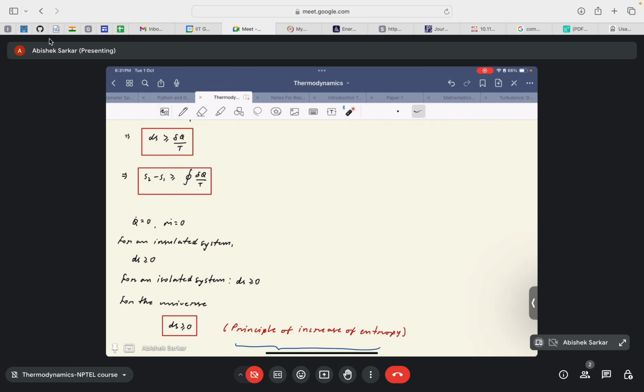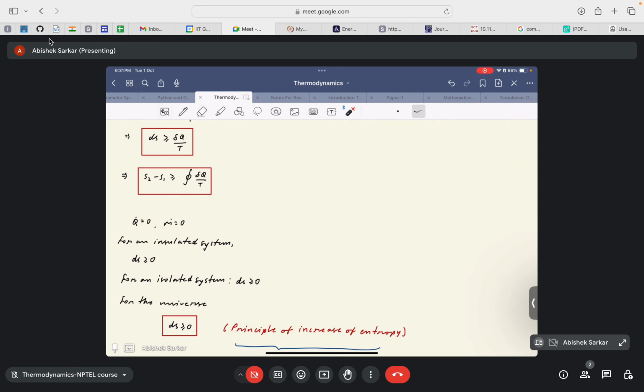Similarly, if it's an insulated system, it has to be a closed system, so the net mass transfer will also be equal to 0. In that case, since Q is equal to 0, we will have change in the entropy is greater than or equal to 0, right? Because we do not know whether all the processes within the insulated system are reversible or irreversible, we do not know it explicitly.